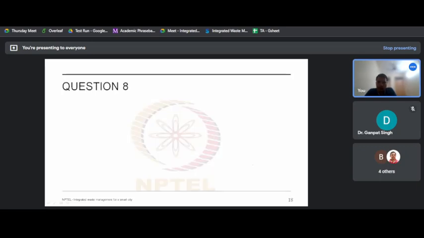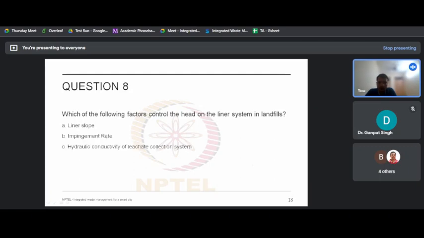Moving on to question 8. Which of the following factors control the head on the liner system in landfills? Liner slope, impingement rate, hydraulic conductivity of the leachate collection system, and number of horizontal and vertical wells. So basically, we have a landfill. We will try to put a liner below it so that the infiltration that is happening does not reach the groundwater or does not leach off from the landfill area.